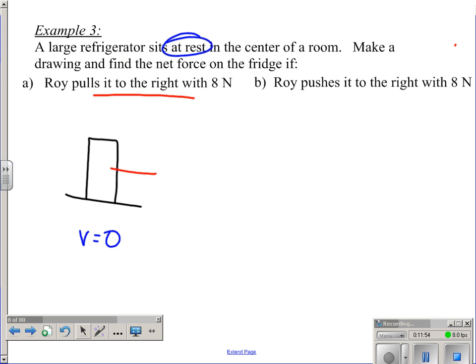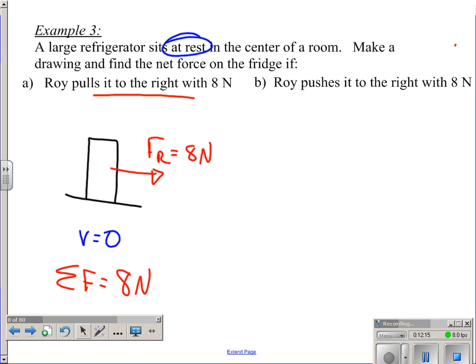So there's Roy pulling it with 8 newtons. It doesn't seem that there are any other forces on it. So in this problem, my net force is simply 8 newtons, right? Because that's the only force on it. So that is my drawing for that one. Roy pulls it to the right with 8 newtons.